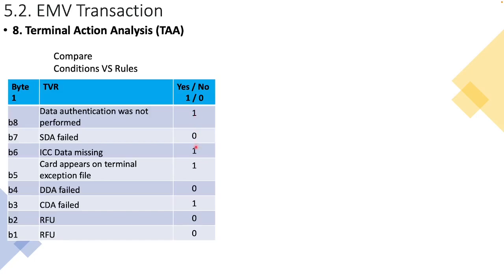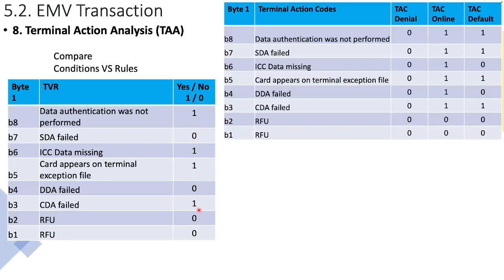So, these are just sample values I put in for illustrative purposes, and the reason for that is when we compare, we can actually talk through the scenarios. So the first set of rules we need to look at are the terminal action codes. Remember, these are personalized on the terminal. It's normally a set of 3 rules. So you have a denial, online, default, and we read it like this, right?